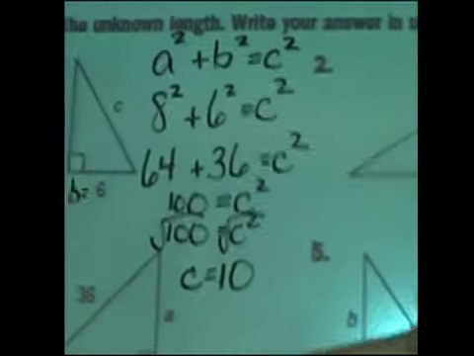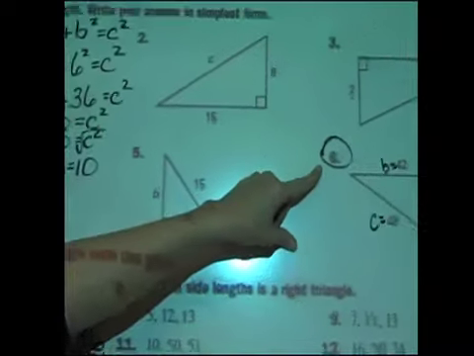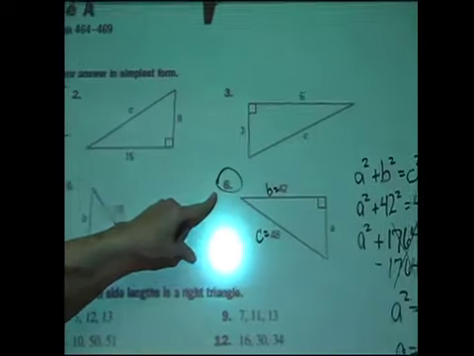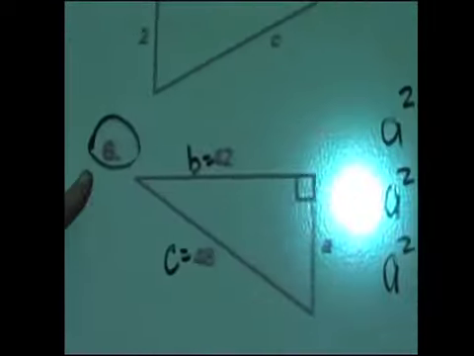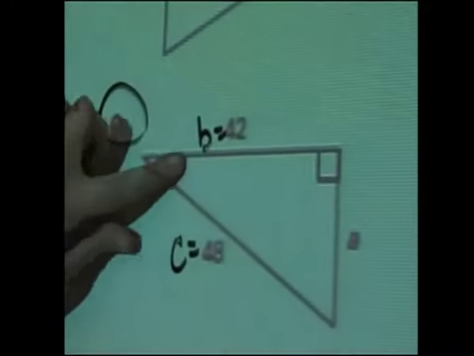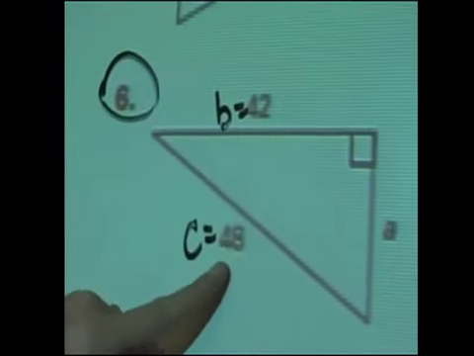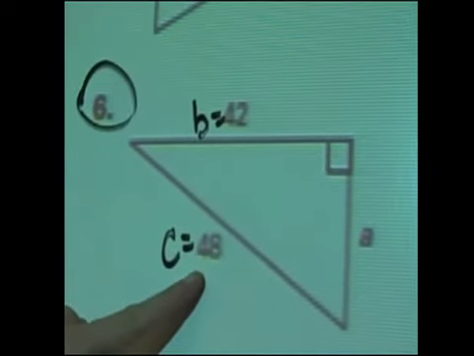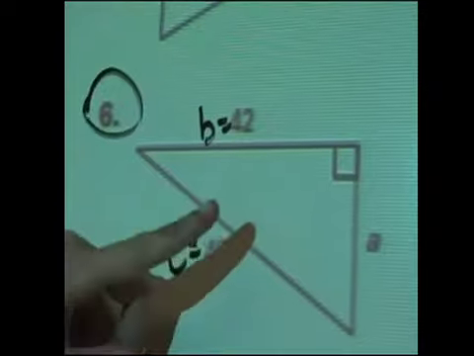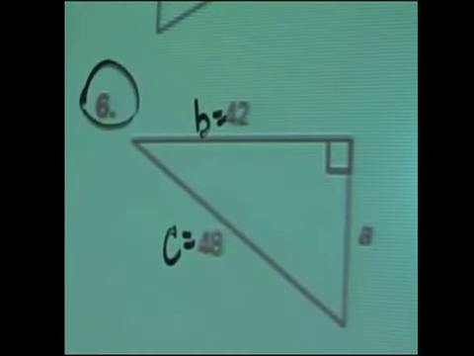Now, over here for number 6, I wanted to write this out for you because this time we have a different measure that is missing. We have B, I've already labeled that, which is your 42. C, remember it's a hypotenuse. Now the answer cannot be bigger than 48. 48 is the biggest. So it's straight across the hypotenuse, and then you have your A.